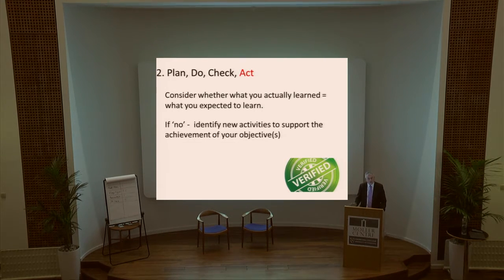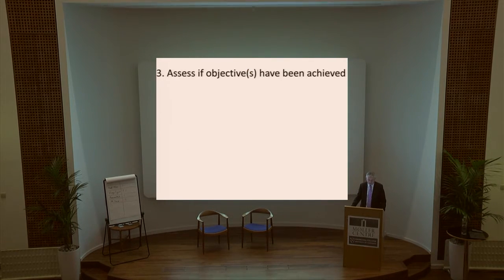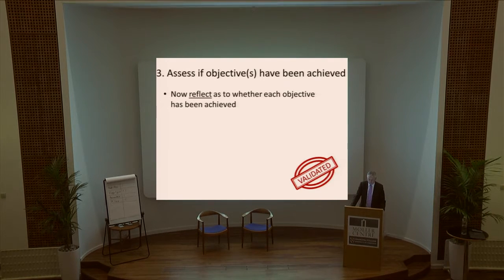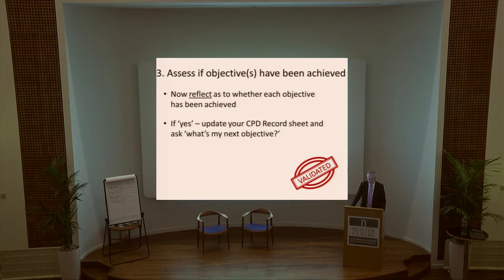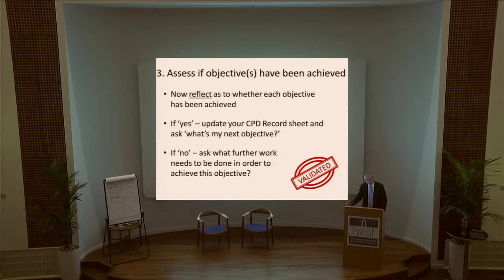If it didn't, then what we suggest you need to do is to identify some new activities, because the activities that you've identified haven't got you to where you wanted to be. But if they did, if the activities gave you the outcomes you expected the activities to give you, then go on to the third stage. Assess if the objectives have been achieved. So this is the reflection bit. Okay. Now I've been through undertaking all of these activities, have they got me to where I wanted to be when I started this process? And if the answer is yes, close that objective off on your CPD record sheet, and ask yourself, what is my next objective? And if those activities haven't got you where you wanted to be, then you need to do further work. You need to identify more activities in order that you can finally achieve that particular objective.